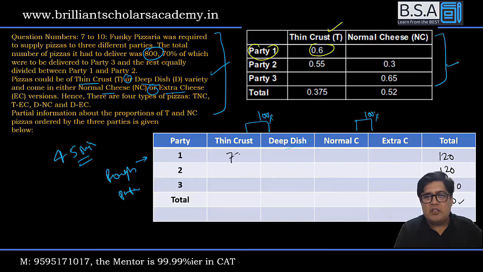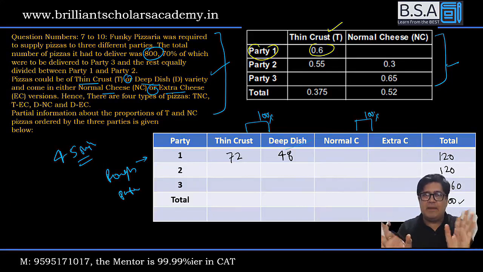72 people have ordered thin crust. So what is the remaining? 48. They will order deep dish. There are two main categories, thin crust and deep dish. उसके अंदर में और दो हैं सब में. Now what is 0.55? 55%.